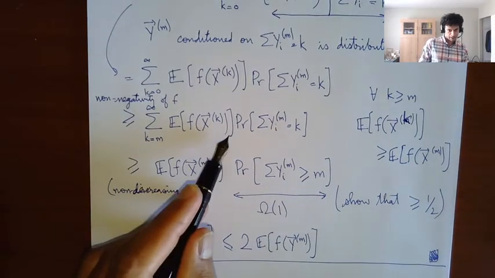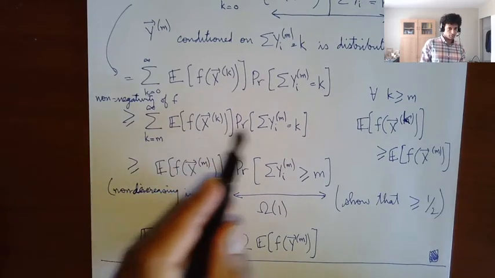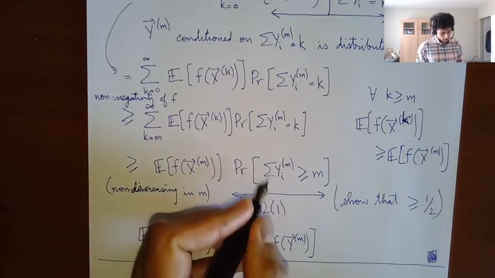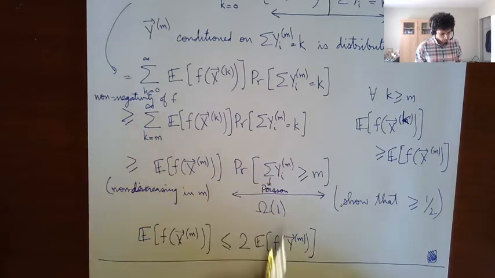So I can replace all of the xk's with xm's, pull them out of the summation, and then push the summation inside, and then I get the probability that yi of m is greater than m. And again, recall that this is a Poisson. So I'm using the fact that the sum of Poissons is a Poisson.